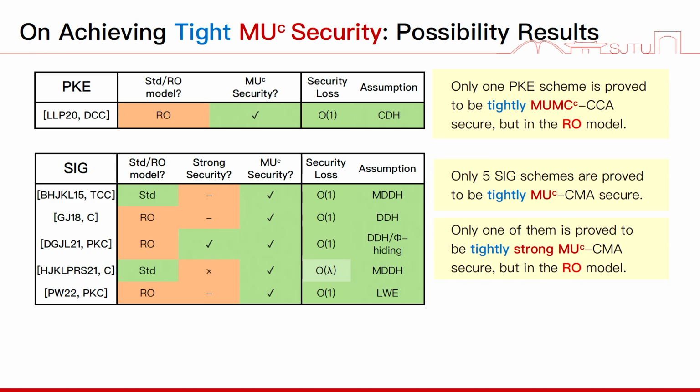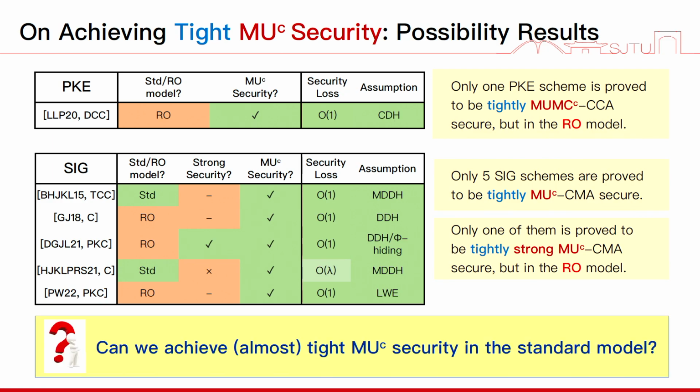Here, strong means strong existential unforgeability, and it is crucial in many applications such as encryption and authenticated key exchange, etc. The only signature scheme with tight strong MUC CMA security is proposed by Diemert et al., but it also relies on the random oracle model.